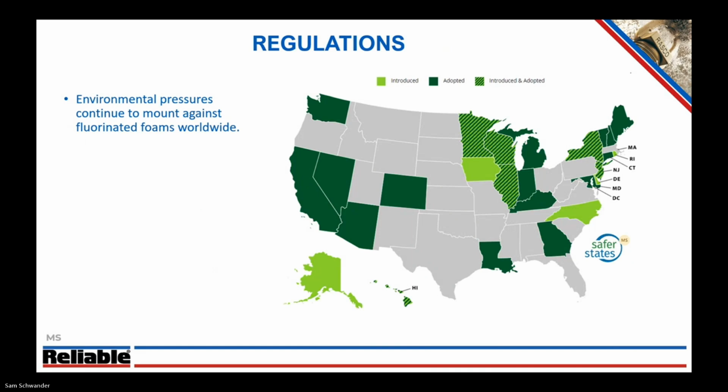With regulations now in the United States, here's a map. I use a website called Safer States, and they let you sort where the PFAS is used. And what you're looking at is a map of the states and where there's either an introduced law, an adopted law, or an introduced and adopted law to help regulate the use of PFAS in firefighting foams. If you were to look at the use of PFAS in all industry, most of this map right here would have some sort of color to it. But in terms of firefighting foams, this is kind of where it's at right now.